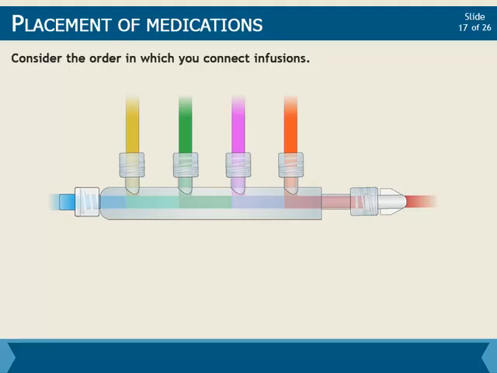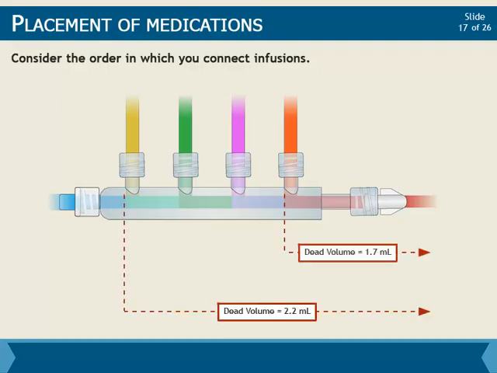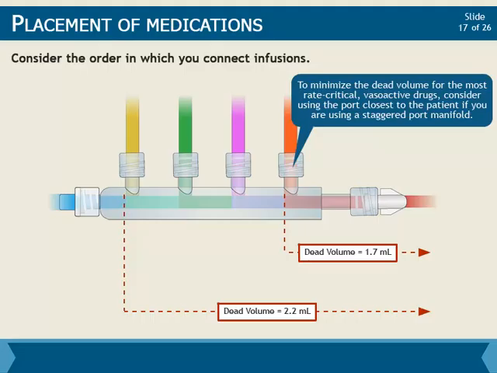These linear manifolds that stagger the joining of infusions mean there are short segments of dead volume that contain slightly different mixes of the medications. The infusion joined at the most upstream port will have the most dead volume, while the downstream port will have the smallest dead volume. Therefore, to minimize the dead volume for the most rate-critical vasoactive drugs, consider using the port closest to the patient if you are using a staggered port manifold.